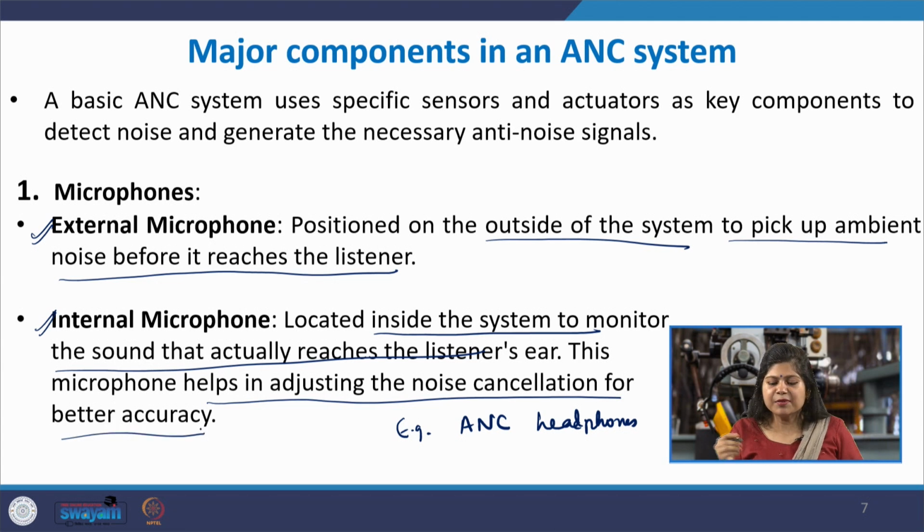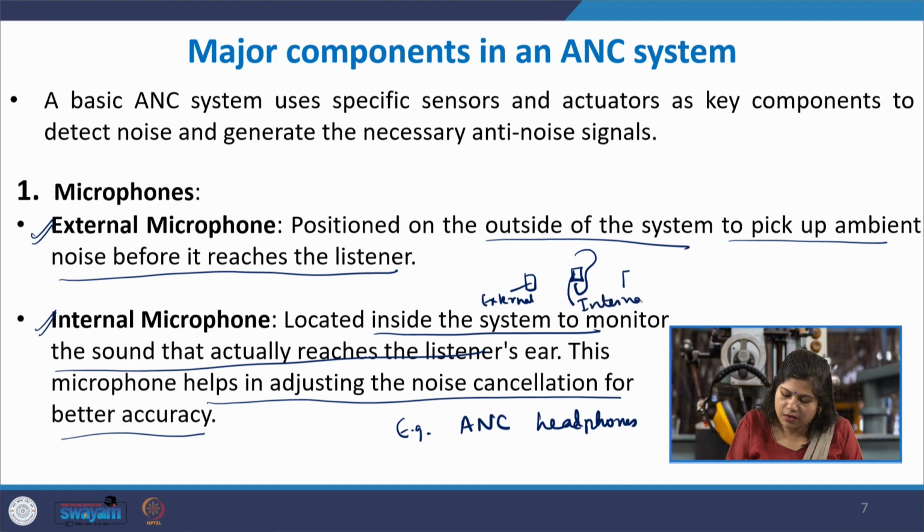So, what happens here is that, let us say this is your listener's ear and this is your secondary microphone. Okay. So, this is your external, this is your internal. Here the two microphones work together. Mostly you can also do the same thing with a single microphone, but for better accuracy and better real-time adjustment, you use these external and internal microphones.